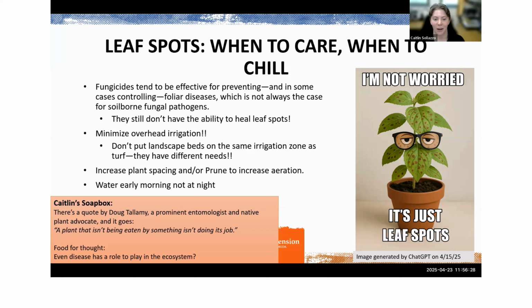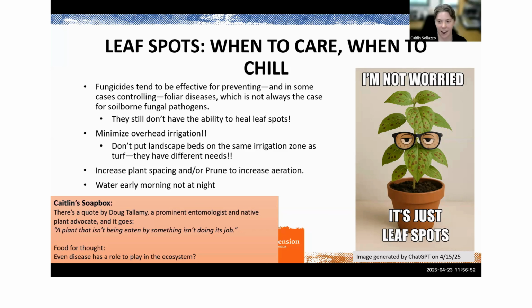But I like to go deeper and think even about leaf spots, about diseases, about pathogens, and how they have a role in the ecosystem. So kind of like with the rust and the rust midge, the fly larva that eats the rust, and then potentially you could have a parasitoid that parasitizes the fly larva. So there's a cascading diversity that we don't always think about. That I think about, and maybe you guys can start thinking about. And then again, I love asking ChatGPT to generate memes for me. So here's a meme. I'm not worried. It's just leaf spots.